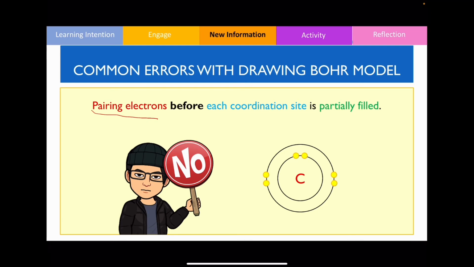So if you look at this example over here, we know that carbon should have 4 valence electrons, but these students have grouped these electrons together instead of occupying each coordination site. So if you were to actually draw the correct Bohr diagram of carbon, the electrons should fill up each coordination site instead, like this. By now, you should be able to draw all elements in the Bohr model.